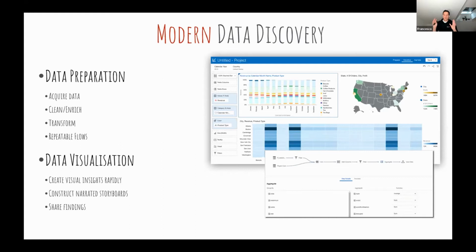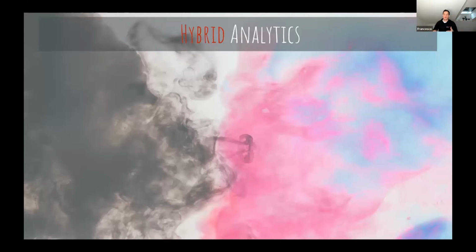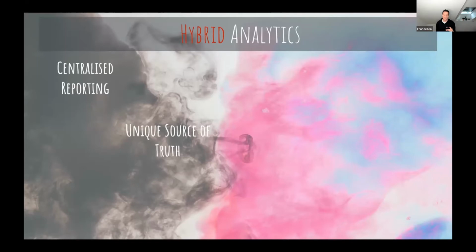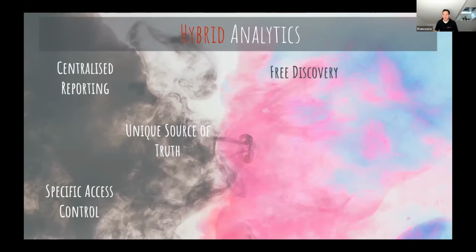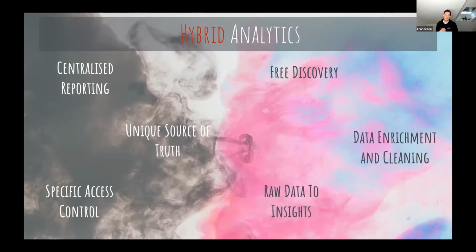Oracle Analytics Cloud is good because it has both, but it's really the only tool in the market which has both together, that allows you to do hybrid analytics. Hybrid because you can use the centralized reporting, you can create a single source of truth within your organization, and you can also have the option of specific access control if you have, for example, finance data or HR data where the privacy topic is sensitive. You can set the specific access control for those data sources, and as well use those data sources with the service area, doing free discovery, doing data enrichment, external data enrichment and data cleaning, and also to go from raw data to insight within minutes.